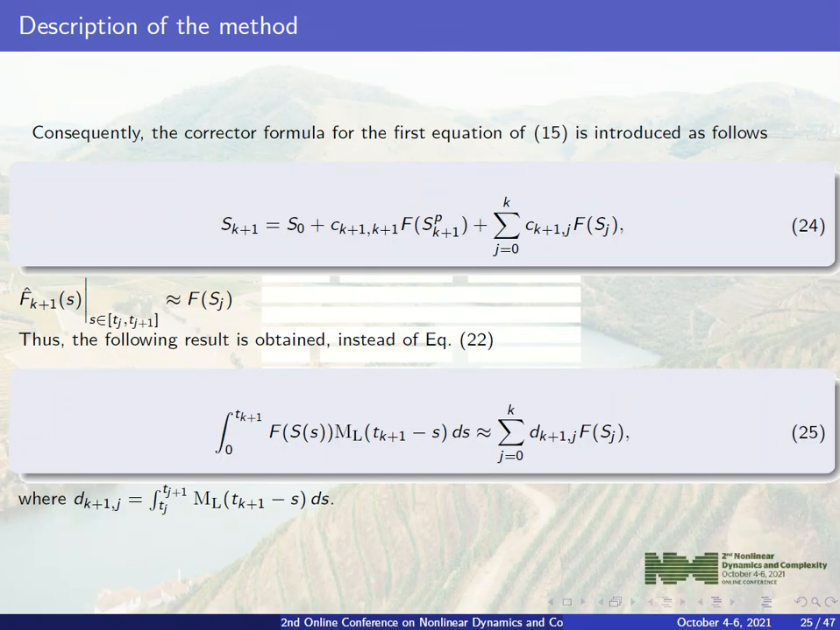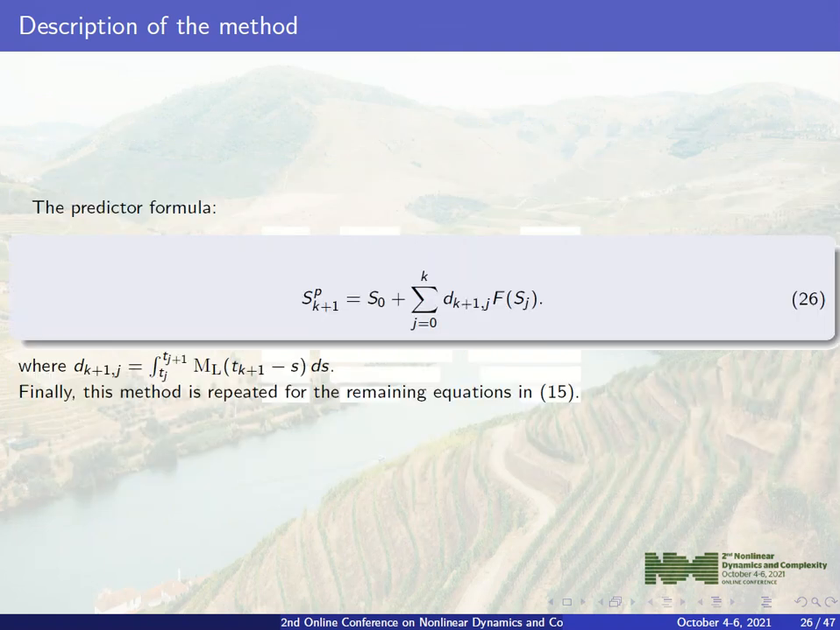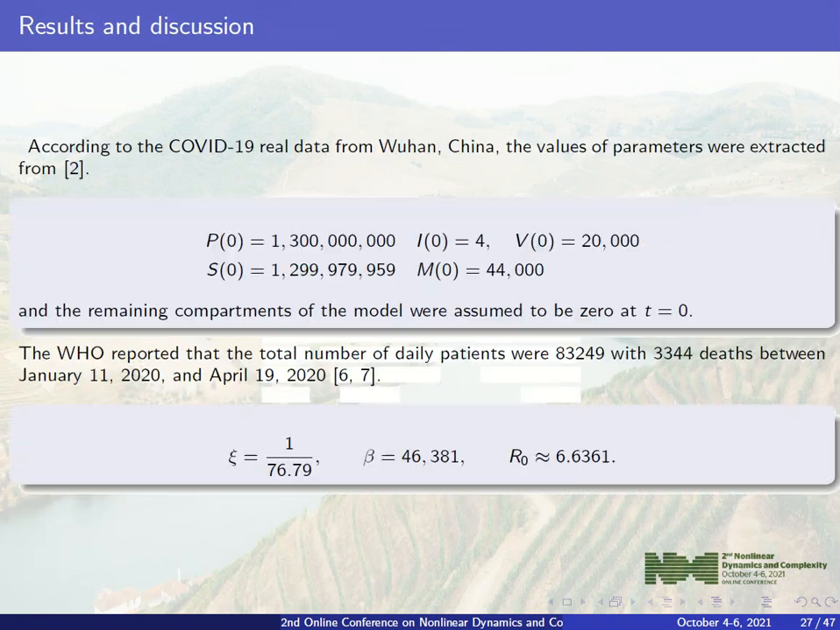For this purpose, instead of equation 21, the approximation f hat k plus 1 is employed for the integration parts in 19 and 20. Thus, instead of equation 20, the following result is obtained. The predictor formula is then derived as the following equation. And then we can repeat this method for the remaining equations in 15.